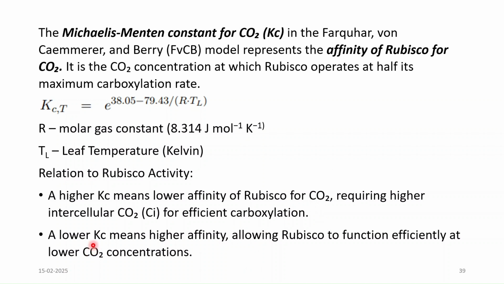And if the value of Kc is low, it means that Rubisco has a high affinity for carbon dioxide. So it is working efficiently in whatever carbon dioxide concentration is present within the leaf. But here, we see that a higher Kc value means the Rubisco's affinity for carbon dioxide is less, as a result of which the reaction of oxygenation is more probable to occur, and photorespiration will occur.